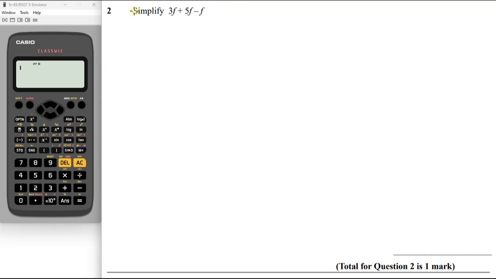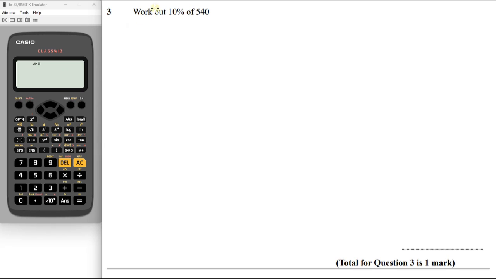Question 2, simplify this expression. So you can see they all have the same terms. So they're all f terms, so we can just add them together. If we've got 3f plus 5f, well that will give us 8f, and then 8f subtract f, well now we're going to be left with 7f's. So our answer is 7f's. We don't need any workings out for this, we can just put the answer in.